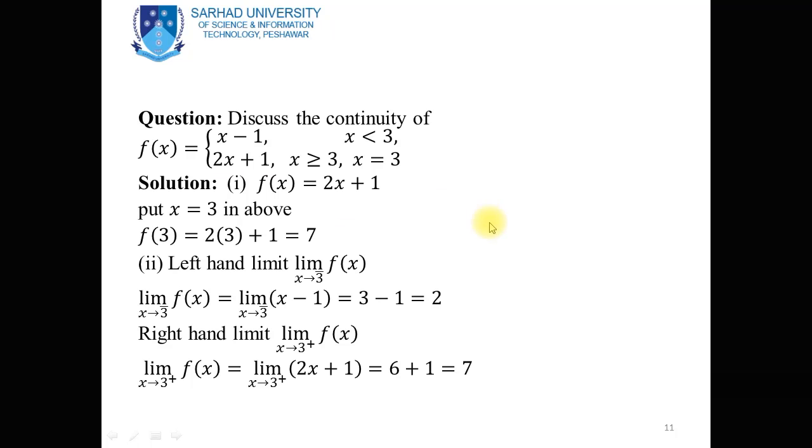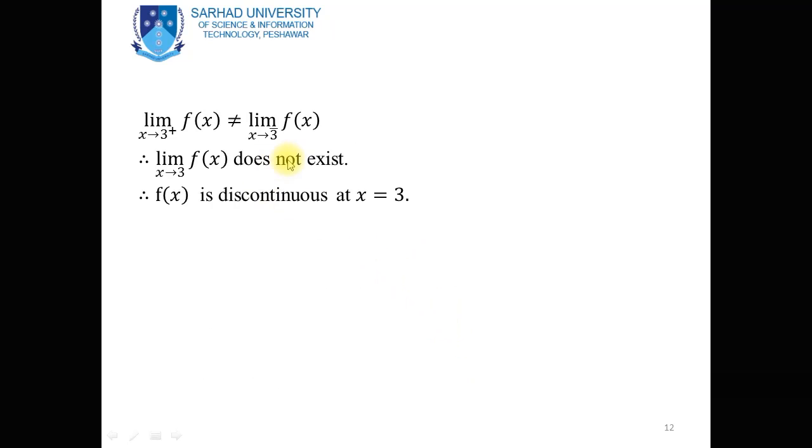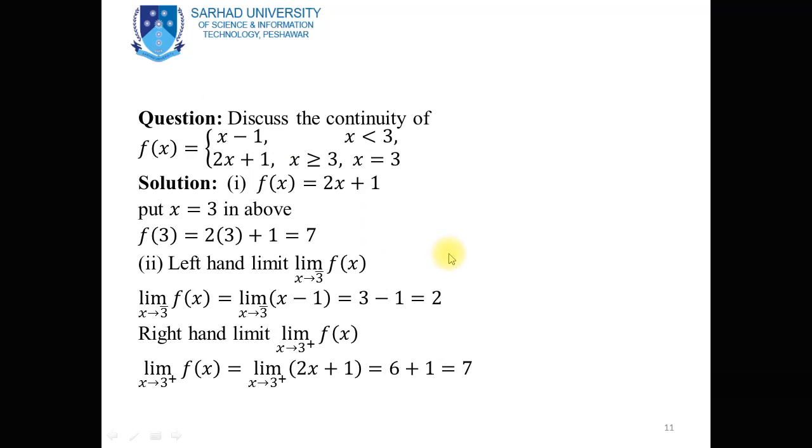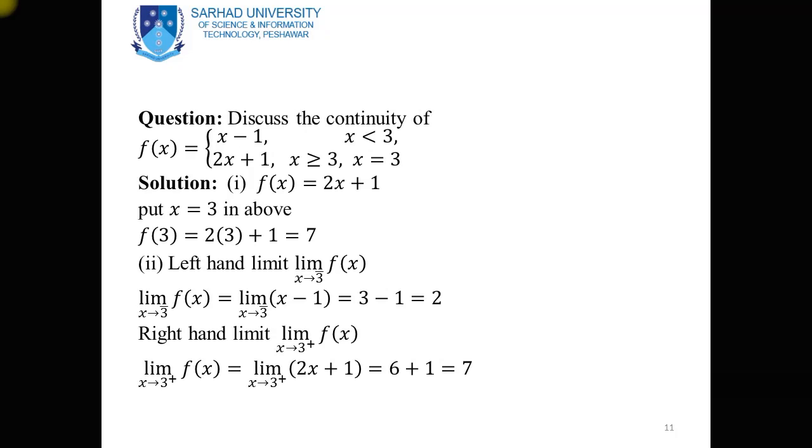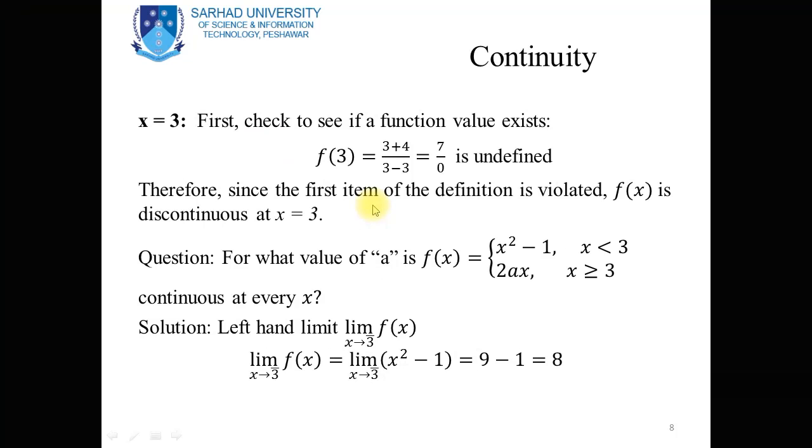Actually in this problem both one-sided limits exist. The function value is equal to 7 and the right hand limit is equal to 7, but the left hand limit is 2. The function value is equal to the right hand limit, but the two limits are not equal. The right hand limit does not equal the left hand limit, so the function is discontinuous at x equal to 3.